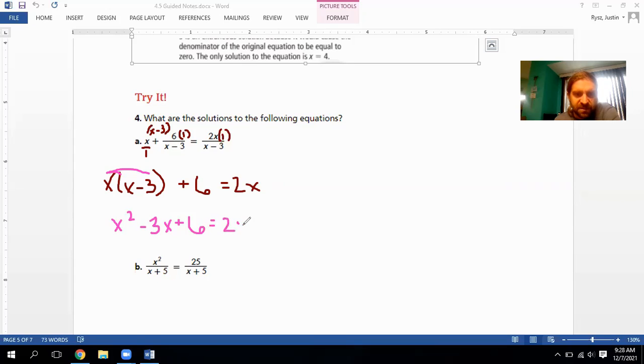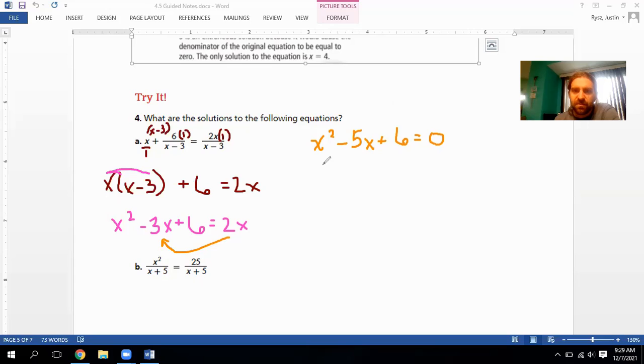Okay, so we haven't seen this yet, but this can happen. This is a quadratic. So to solve a quadratic, we need to make it equal to 0. So we're going to minus that 2x over, and we get x squared minus 5x plus 6 equals 0. And we're going to factor it.